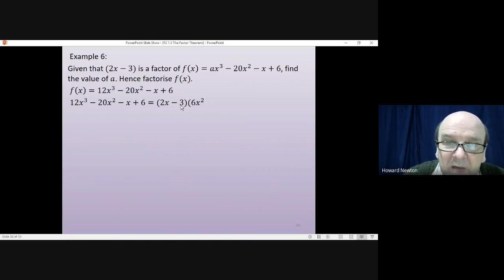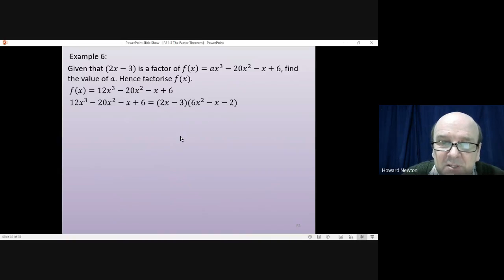Looking at the x squared, I've got minus 18x squared when I multiply those together. I want minus 20, so I need to lose another 2x squared. To get minus 2x squared, I just need minus x here. Multiply that by the 2x and it'll give me minus 2x squared. That's the x squared sorted. Looking at the x's, I want minus 1x. When I do minus 3 times minus x, that'll give me plus 3x. So I need to take away 4x. To take away 4x, I'll need minus 2 here. And then minus 2 times the 2x gives me minus 4x.